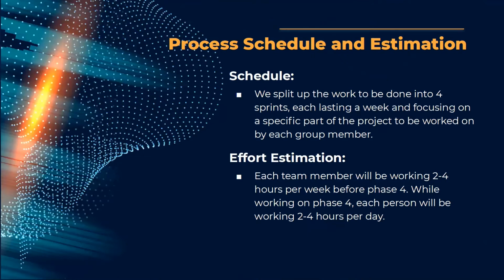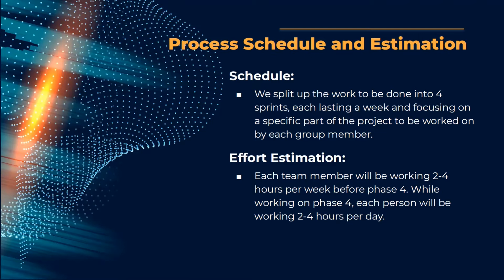So the schedule: we split up the work to be done into 4 different sprints, 4 different phases, each lasting a week or 2, depending on the phase, focusing on that specific phase. And then we divided that phase into smaller projects to be worked on by each team member. Each team member worked 2 to 4 hours per week before phase 4. We were able to knock out 1 through 3 without too much time.